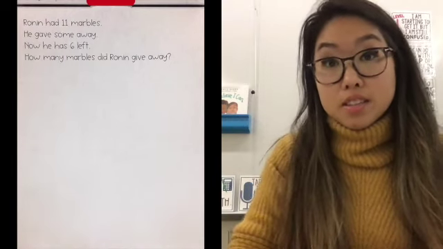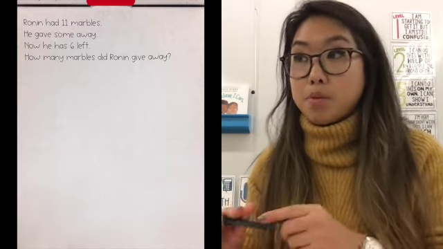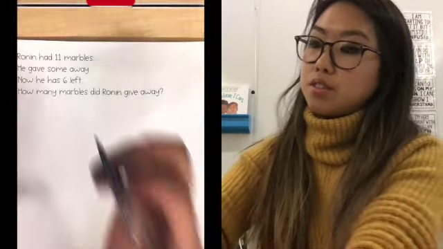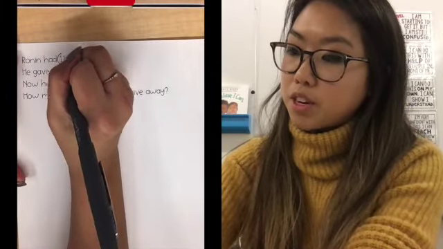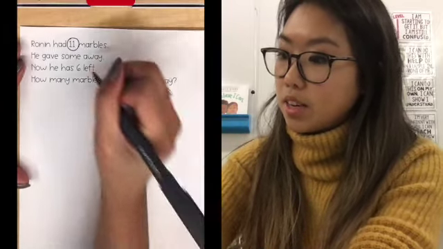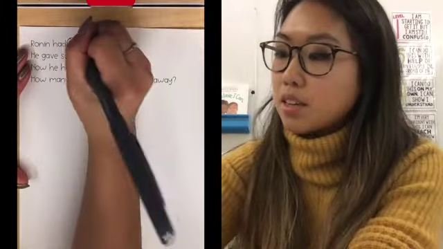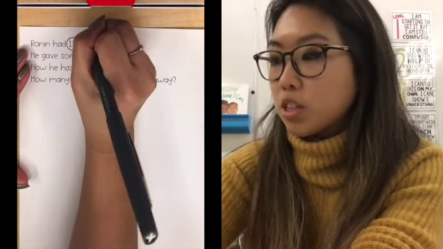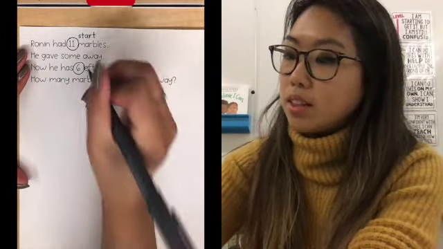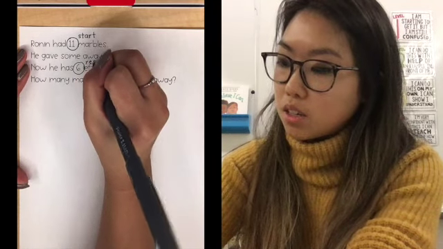There's a couple of things that I could do when I'm looking at my word problem. I can circle my numbers. So I know 11 is right here and 6 is right here. So as I was explaining it, I remembered that 11 is my start. So I'm actually going to write start here. And 6 was my result.